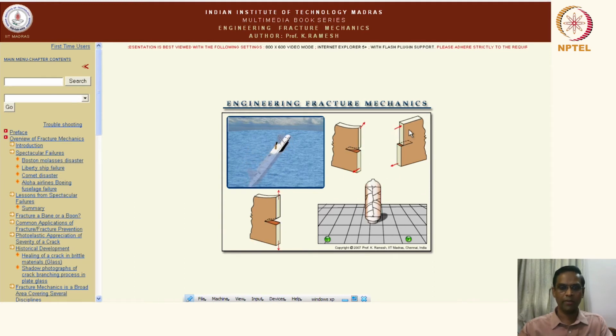Today we are going to turn our attention to the next chapter of fracture mechanics. For this particular subject, I am going to follow this e-book, what you are seeing on the screen, written by Professor K. Ramesh of Applied Mechanics Department in our institute, and Professor Ramesh himself is offering a full-fledged course on fracture mechanics in the NPTEL platform, and it has been now running for many years.